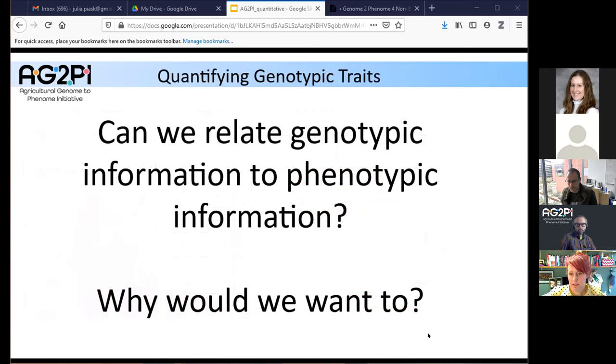So can we relate genotypic information to phenotypic information, and why would we want to? Of course the answer to question one is yes. That's why we have this whole series going on. And for question number two, being able to understand how genetics and the environment contribute to observed phenotypic variation is the ultimate goal of genetics. It's just so we can understand what goes on and manipulate genetics to our benefit. So preventing disease, preventing premature death from disease, increasing crop yields, increasing milk yields in cattle, these are all classic examples.